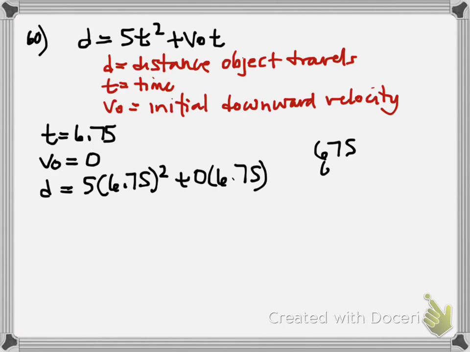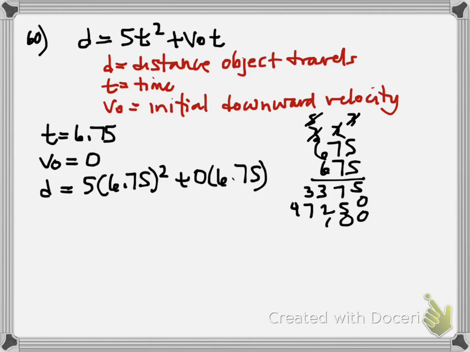So 675 times itself. We get 25, 35 and 2 is 37, 30 and 3 is 33, placeholder. 7 times 5 is 35, 49 and 3 is 52, 42 and 5 is 47, placeholder, placeholder. 6 times 5 is 30, 6 times 7 is 42 plus 3 is 45, 6 times 6 is 36 plus 4 is 40. So I get a 5, I get a 12, I get a 6, I get a 15, I get a 5, I get a 4, and there's 1, 2, 3, 4 digits after the decimal point.